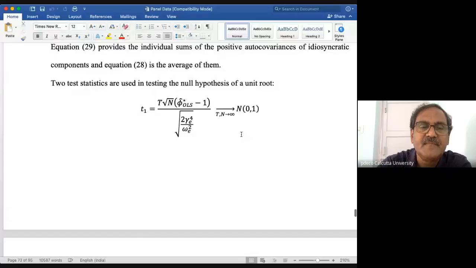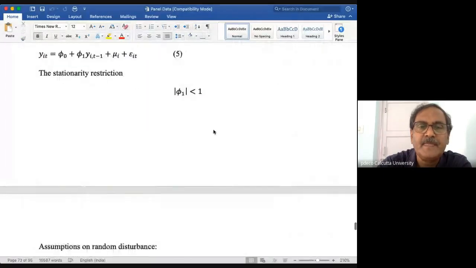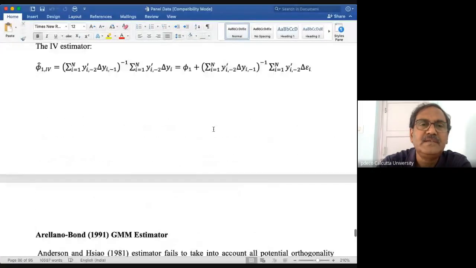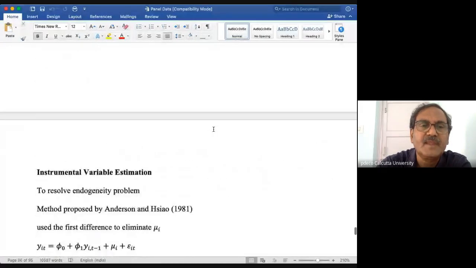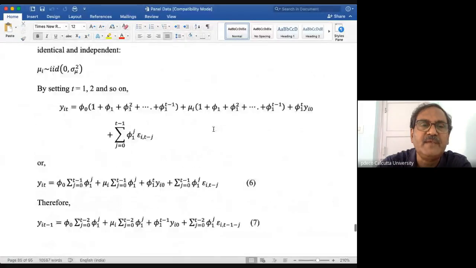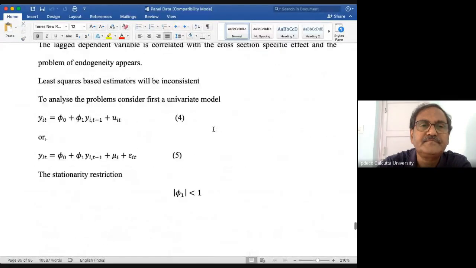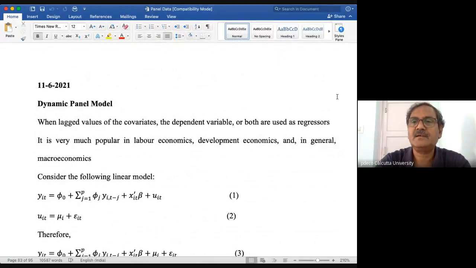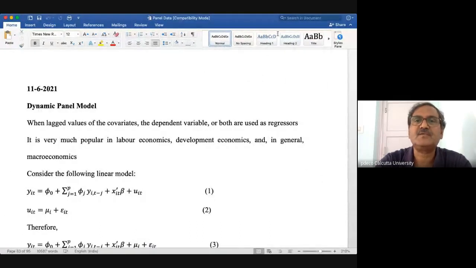Under these assumptions, we try to structure and discuss the basic problem of estimation in dynamic panel framework. So this is the basic task for discussion today.